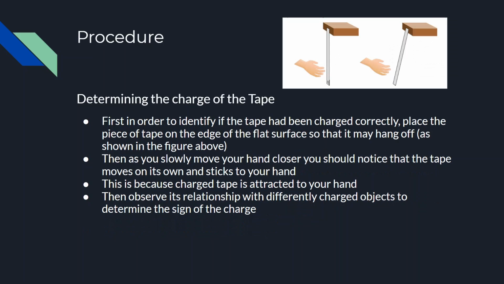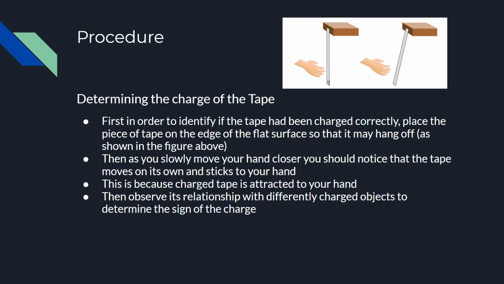The next step in the procedure is determining the charge of the tape. First, in order to identify if the tape has been charged correctly, place the tape on the edge of the flat surface so that it may hang off, as shown in the figure above. Then, as you slowly move your hand closer, you should notice that the tape moves on its own and sticks to your hand. This is because we have a charged tape that is attracted to your hand.